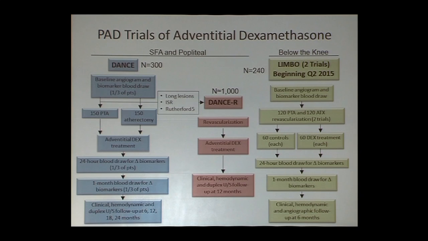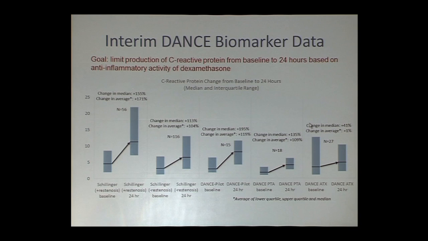And so this is going to begin about Q2 2015. It's going to be 120 patients with PTA and 120 patients with AI with atherectomy. Now, this is a little bit of a peek at our interim data.